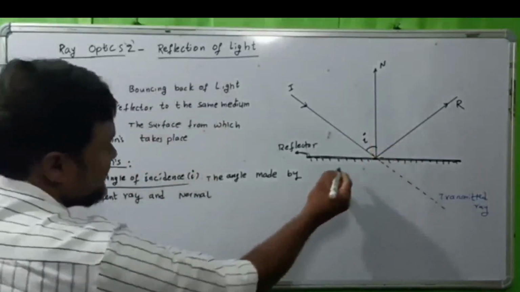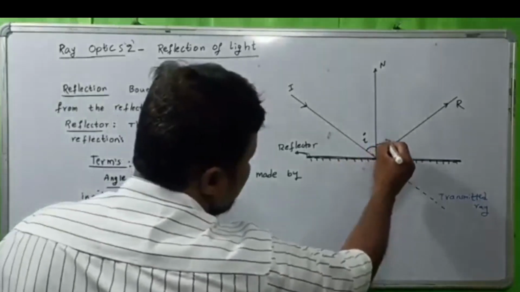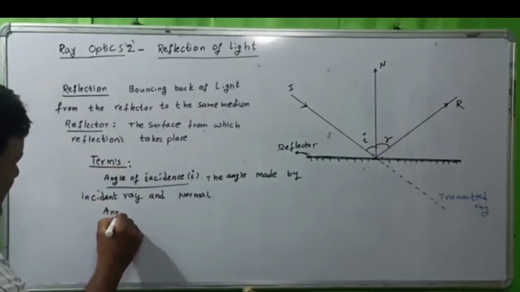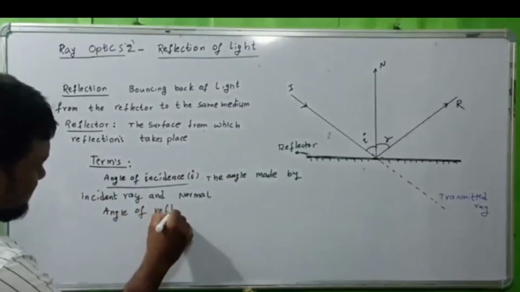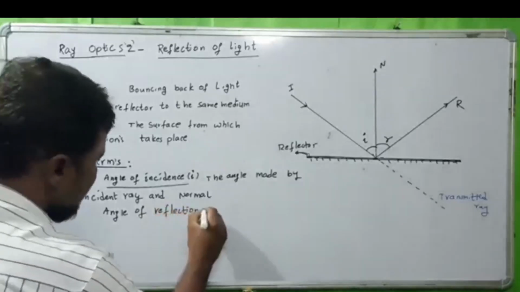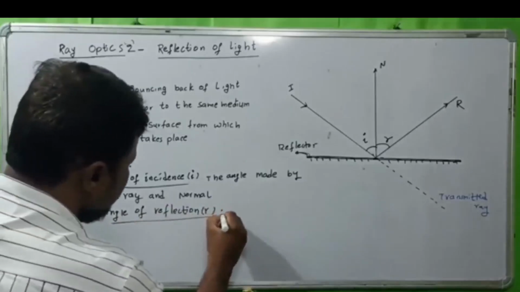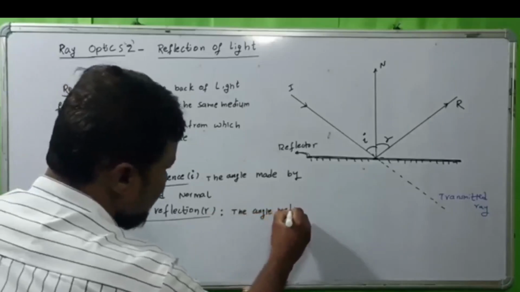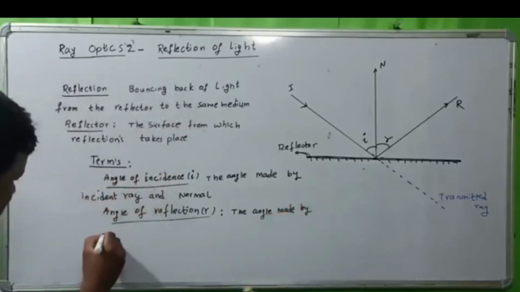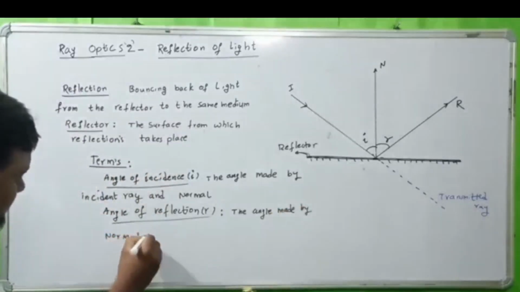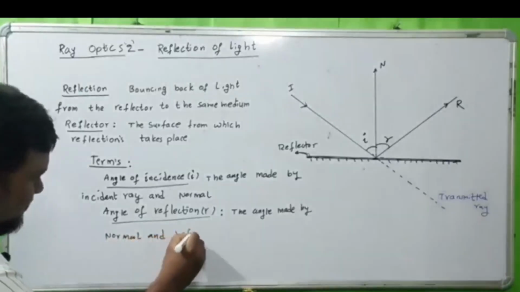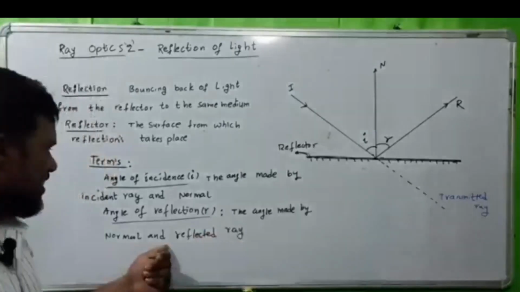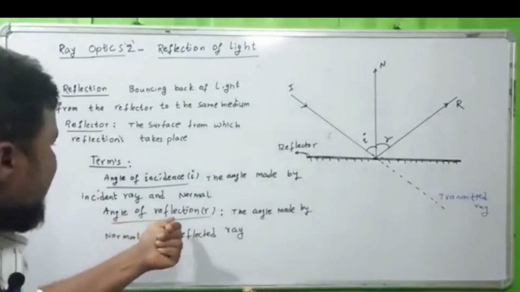The angle made by the normal to the reflected ray is known as the angle of reflection. Next term, angle of reflection, is defined as the angle made by the normal and reflected ray. The angle made by the normal and reflected ray is known as the angle of reflection.